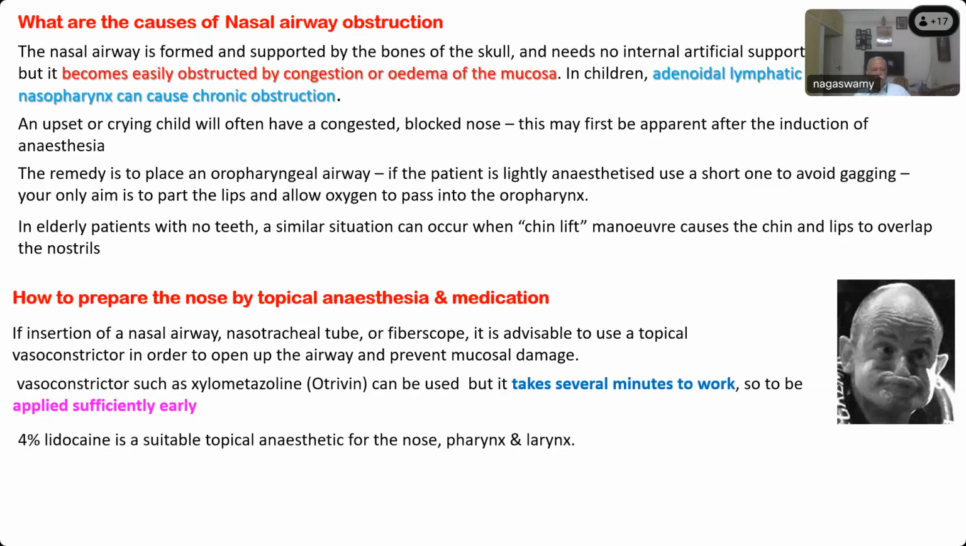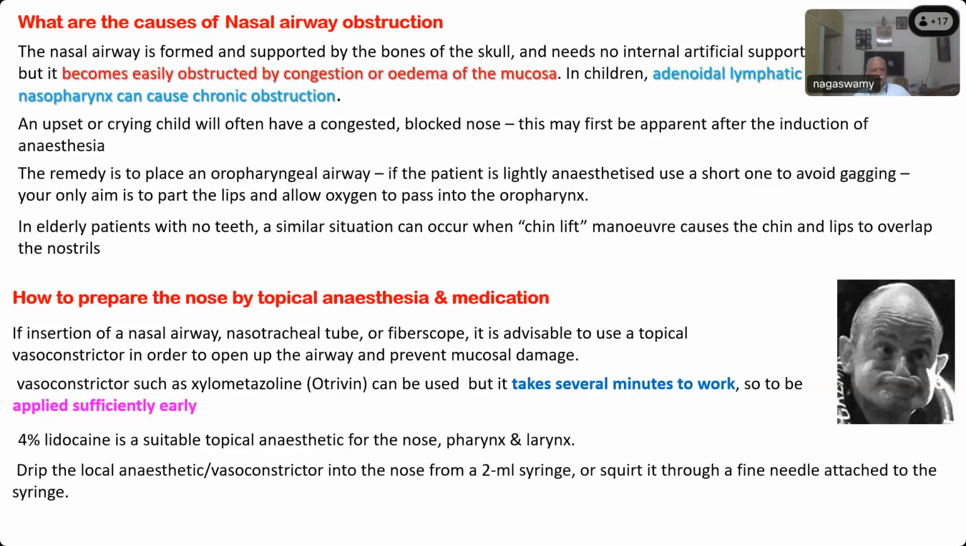And 4% lidocaine is a suitable topical anesthetic for the nose, pharynx, and larynx. You can either drip it as a local anesthetic from a two-channel syringe, or spray it with a fine needle attached to the syringe, or use an atomizer with oxygen flow for even spread of local anesthetic. This is the most convenient method both for the anesthetist as well as the patient.